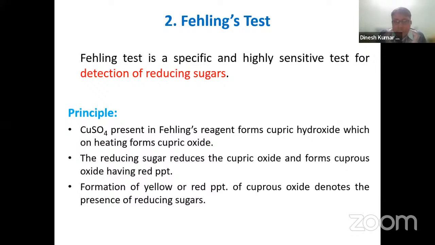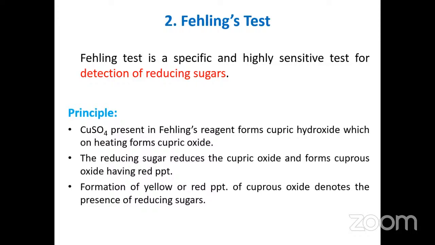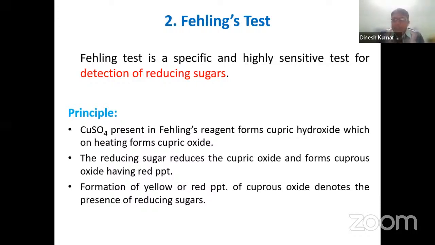For this, the test is the Fehling test. In this test, copper sulfate present in Fehling solution or reagent forms cupric hydroxide, which on heating forms cupric oxide. The reducing sugar reduces the cupric oxide and forms cuprous oxide, which is a red precipitate. So we have to observe the formation of this red precipitate in the test.